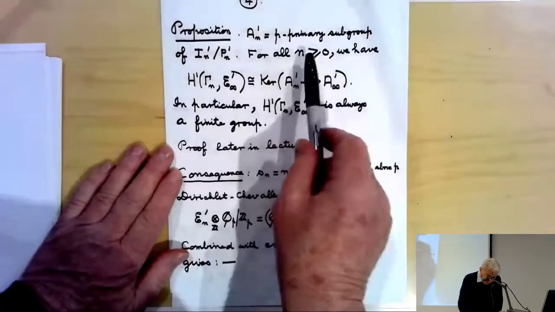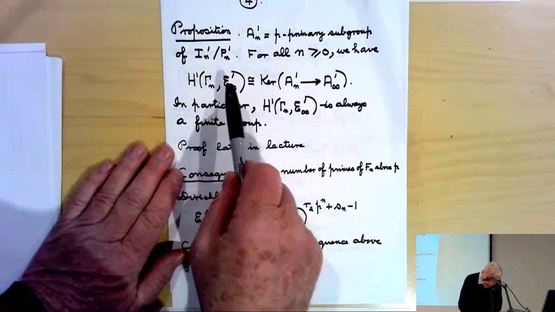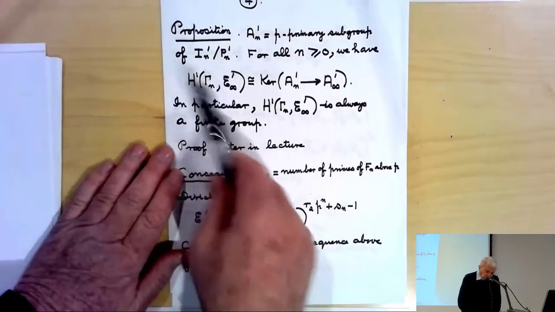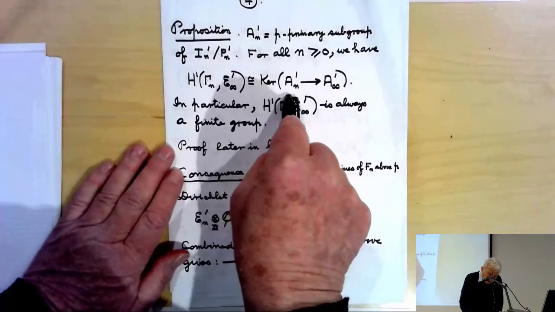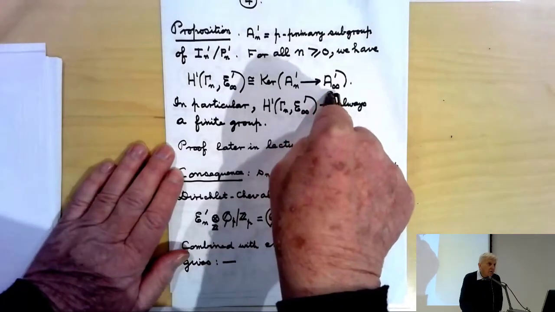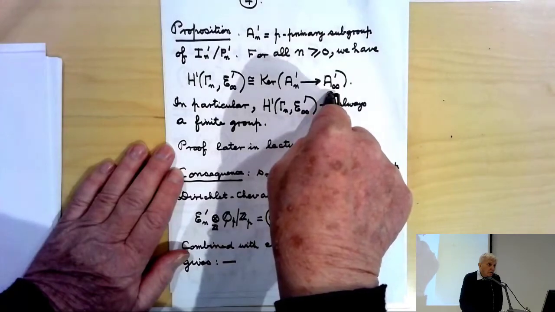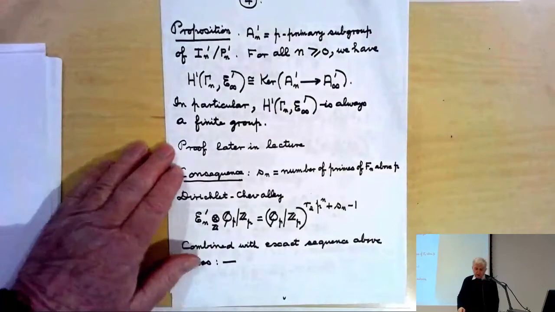So now the claim is that for all n greater than or equal to naught, this H1 of gamma n acting on the unit of E infinity prime is the same as the kernel of An prime to A infinity prime. I mean, that's not obvious. I will prove it later.